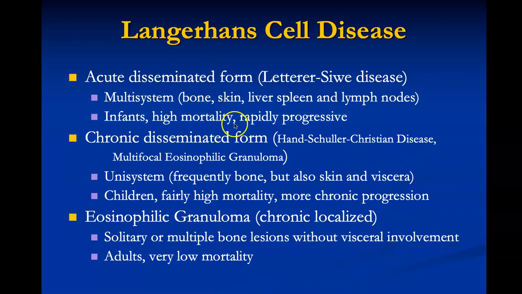The acute disseminated is usually multisystem, is seen in infants, and usually has a fairly high mortality rate. The children hardly make it to a year of age. Very bad disease. For the chronic disseminated form, the children are usually initially diagnosed a little bit older. It tends to be more of a unisystem disease. Frequently it's the bone, but it could also include the skin or the viscera. It again has a fairly high mortality rate.